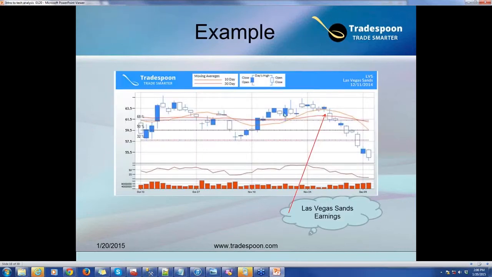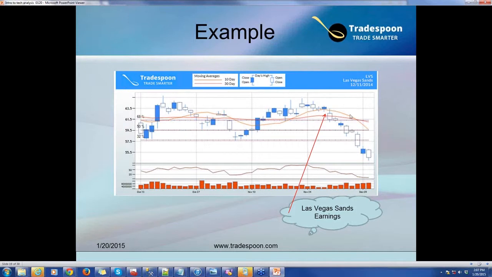So here's an example of Las Vegas Sands. We see the stock made the earnings announcement and reached the overhead resistance, and you saw that the price violated the 50% Fibonacci retracement, and then the 32% retracement, and continued the sell-off. So the 50% retracement here is at $59.50. On a 60-day chart, this is a long-term resistance, and you can see when the price is violated, the stock moves to the downside.